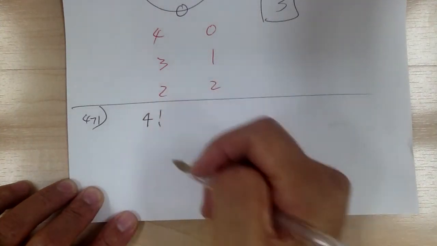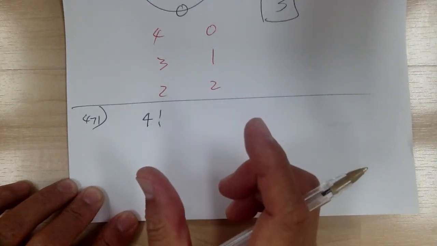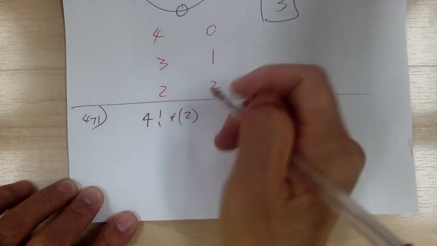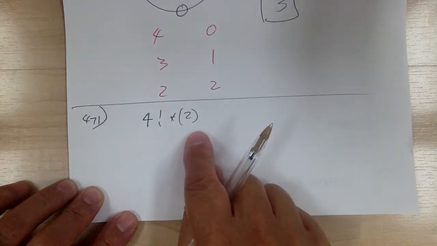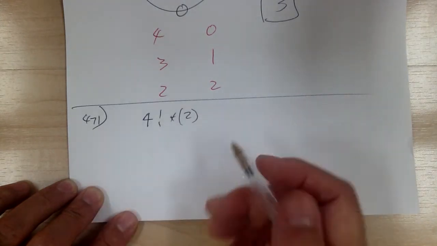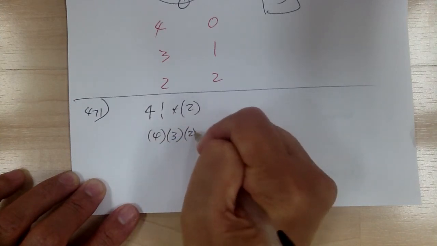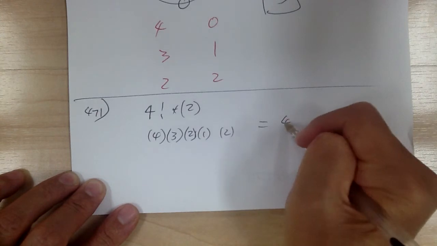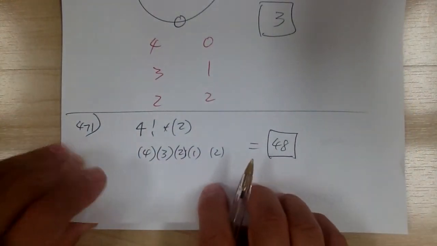So it'd be 4 factorial. But the 2 books in the double have to stick together. You can have either AB or BA, so you have to times it by 2, because there are 2 ways. You can have AB in that double, or you can have BA. And so this is equal to 4 times 3 times 2 times 1, times 2, which equals 48. So there are 48 different ways. Okay, let's go to the next one.